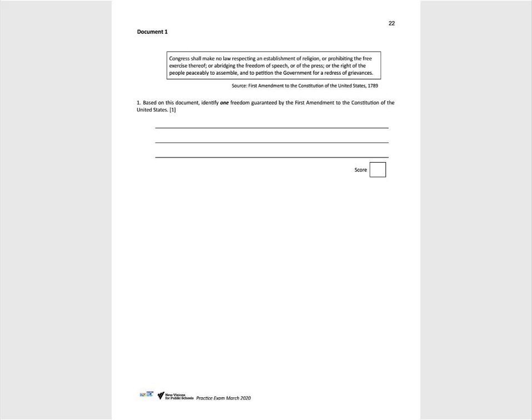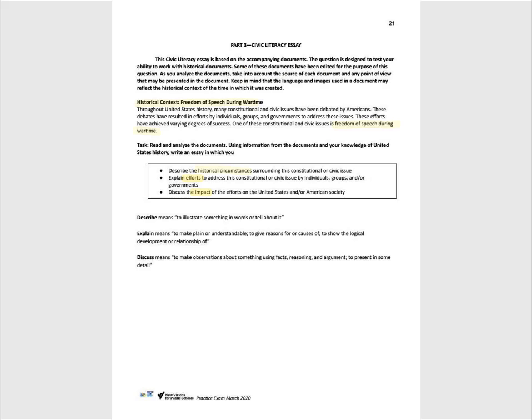But to go through this document, we must first follow the SQUID process. Consider the source. This is the First Amendment to the Constitution of the United States, 1789. Congress shall make no law respecting an establishment of religion, or prohibiting the free exercise thereof, or abridging the freedom of speech, or of the press, or the right of the people to peaceably assemble and to petition the government for a redress of grievances. Now, why did I highlight freedom of speech and then of the press? Well, that is the topic that they gave us on the assignment page. Freedom of speech during wartime.